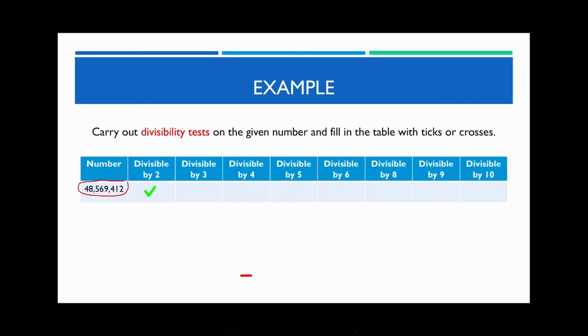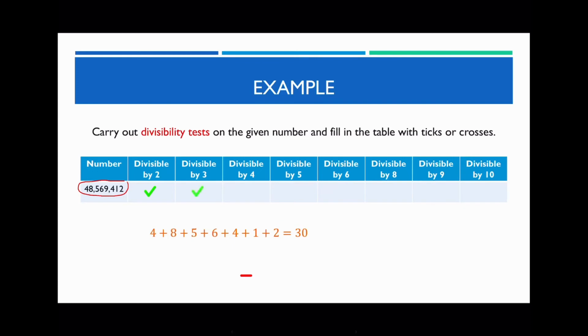Is it divisible by 3? Well, to do that, remember what we do is we add up all the digits together, and if that sum can be divided by 3, this indicates that that particular number initially is divisible by 3. So if I do this, this will give me an answer of 30. 30 divided by 3 is equal to 10, a nice whole number. So therefore, this also passes the test.